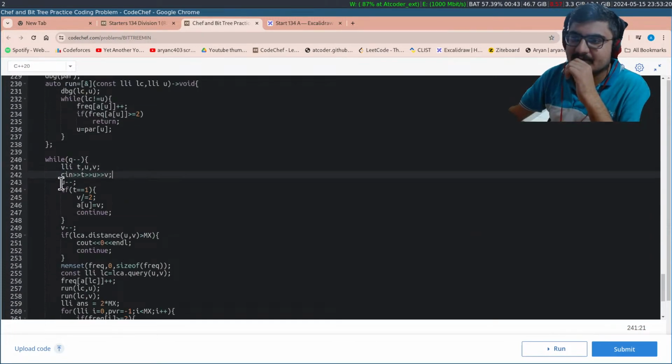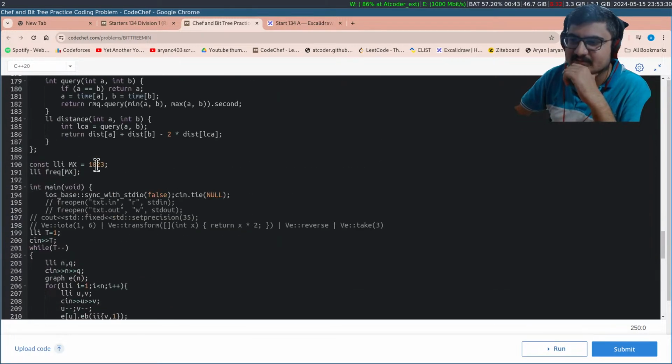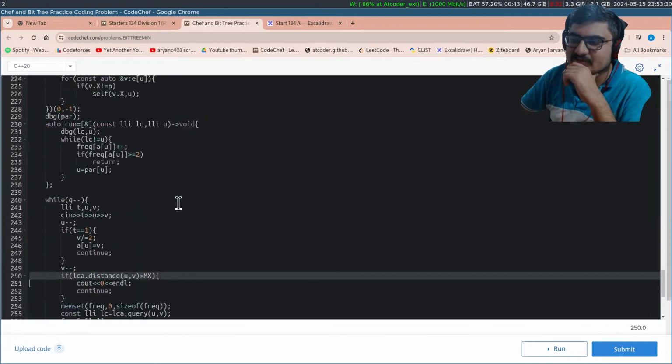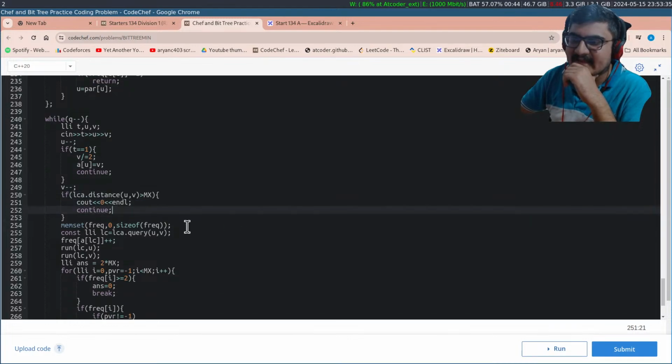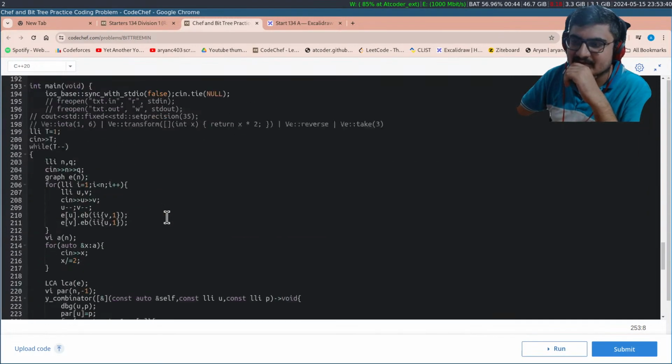From U to V, if there is an update query, divide the value by 2, and change A[U] to V. Otherwise, we have a query from U to V. If the distance from U to V is greater than max, which I have defined as 1023, that's fine, directly print 0 and move on. Otherwise, I have this frequency table of size 1023.